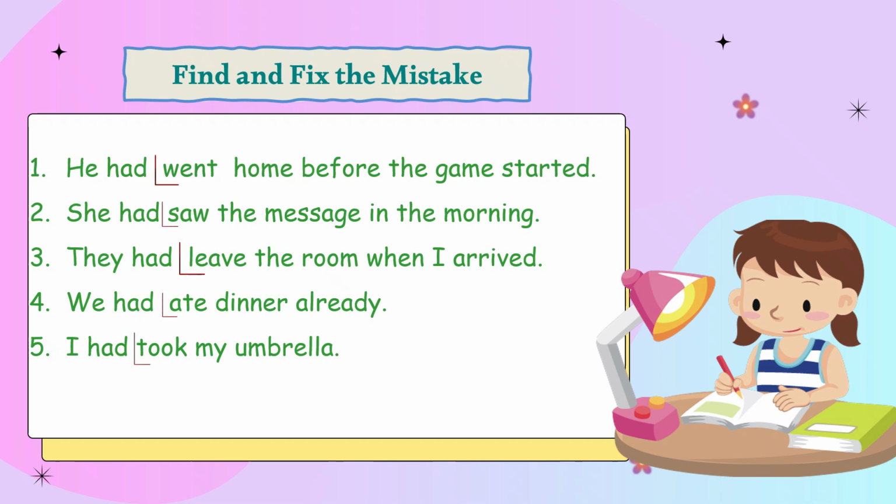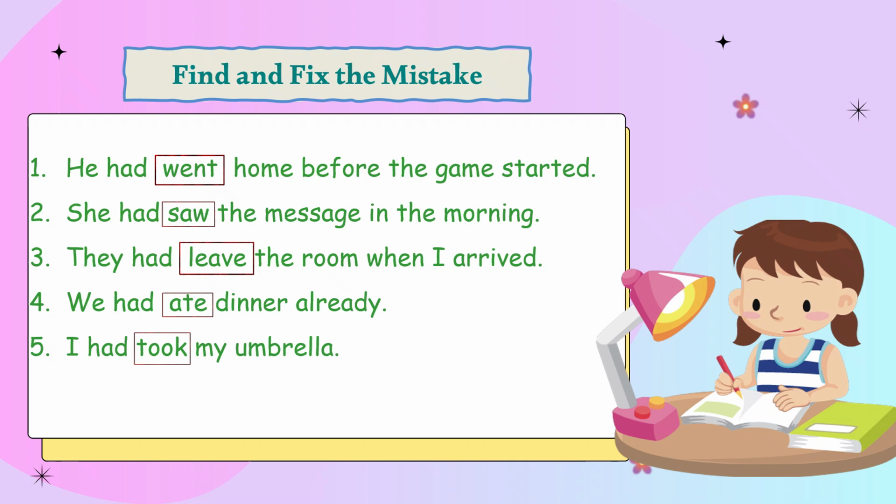Yes, the mistake is the second form of the verb, because we know that in past perfect tense we always use the past participle verb. So there must be gone, seen, left, eaten, taken.